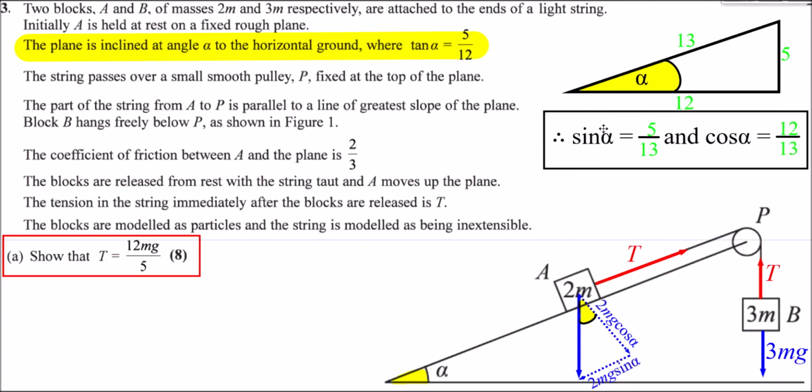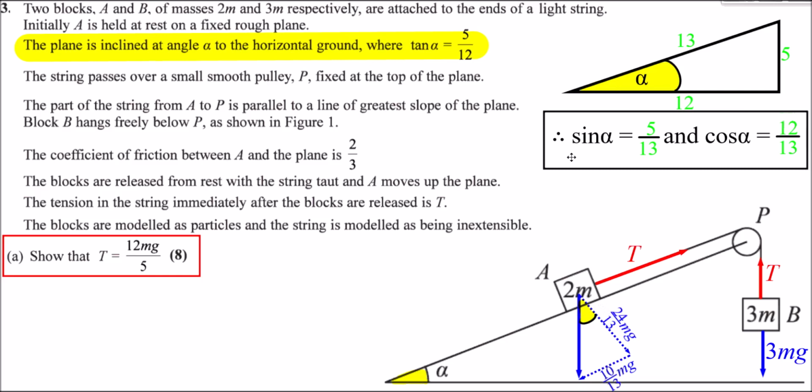Now, because we know what sine alpha and cosine alpha are as exact fractions, we can neaten this up in terms of the 2mg weight being resolved. So if sine alpha is 5/13, 2 times sine alpha is 10/13, and so this component here becomes 10/13 mg. So just getting that a bit neater, we can call that 10/13 mg. And this one here, 2 cosine alpha, will be 2 times 12/13, which is 24/13. So this simplifies to 24/13 mg.